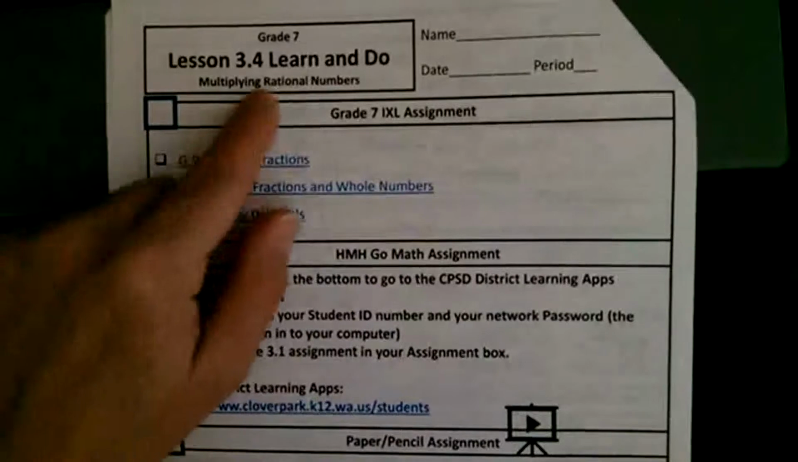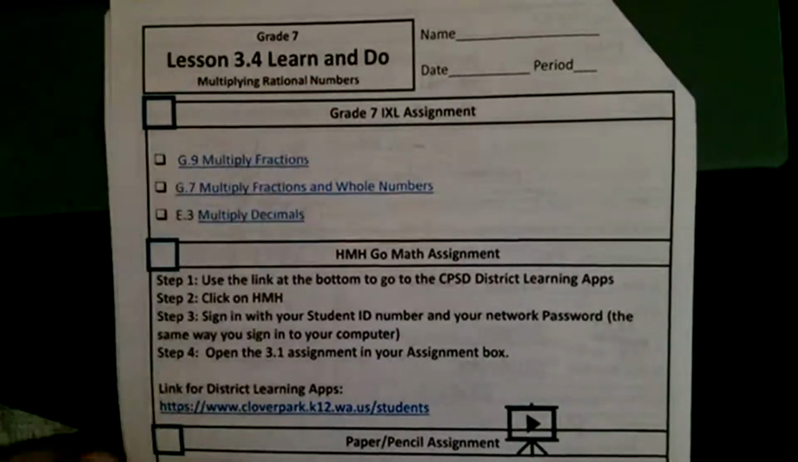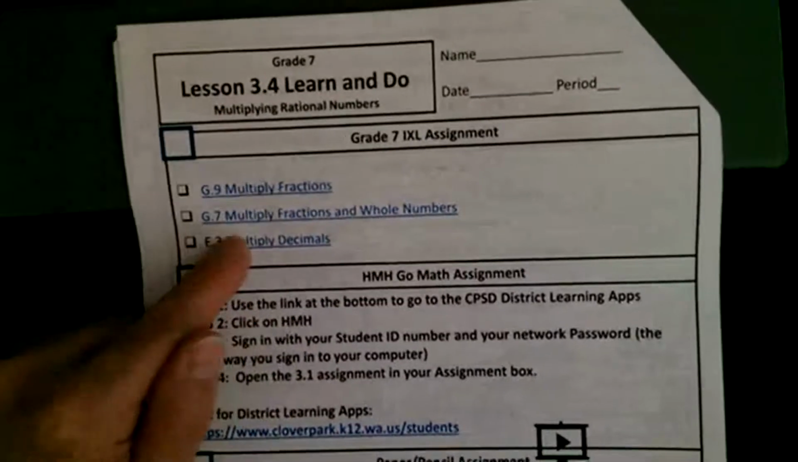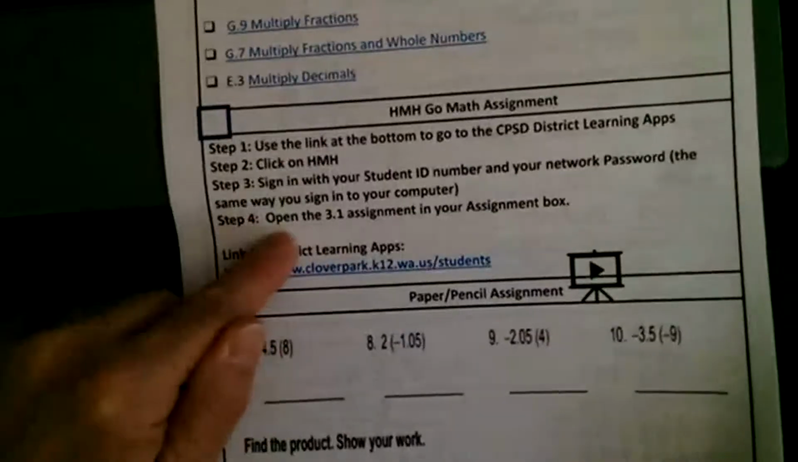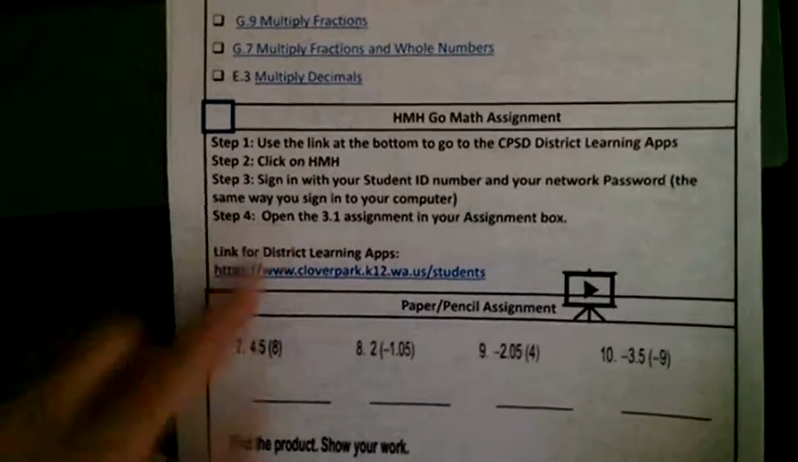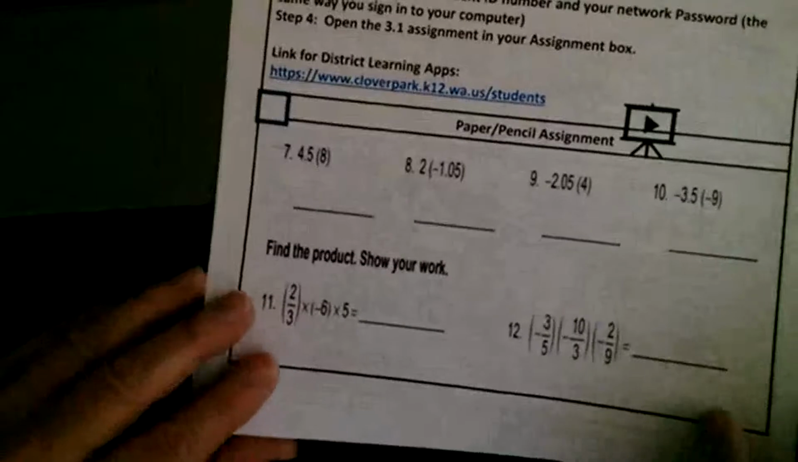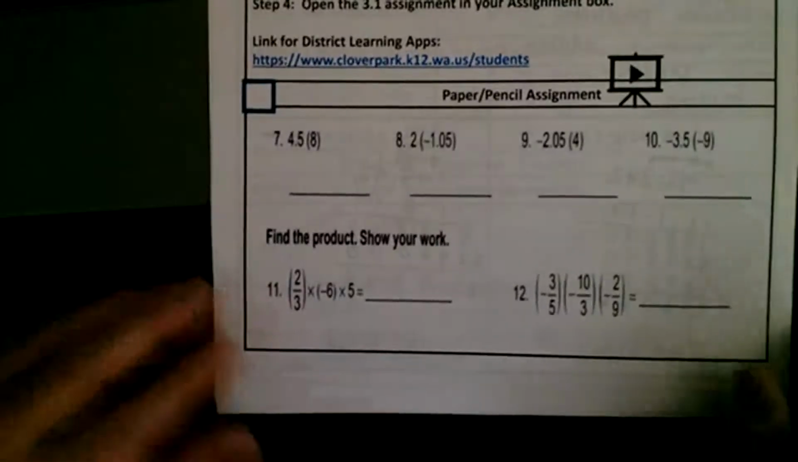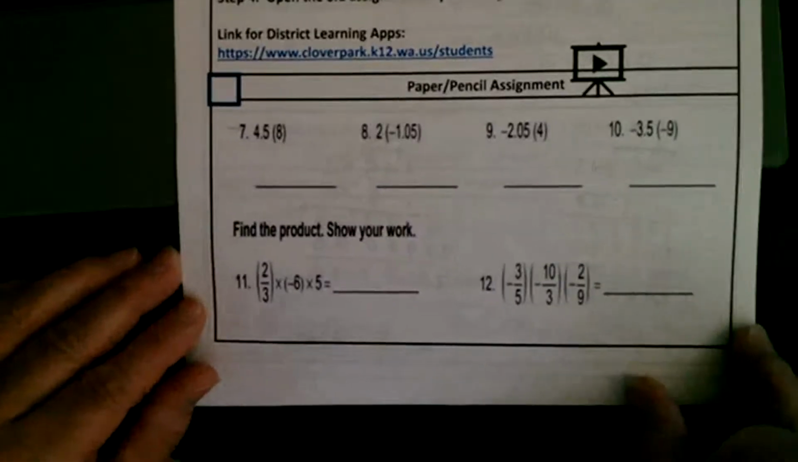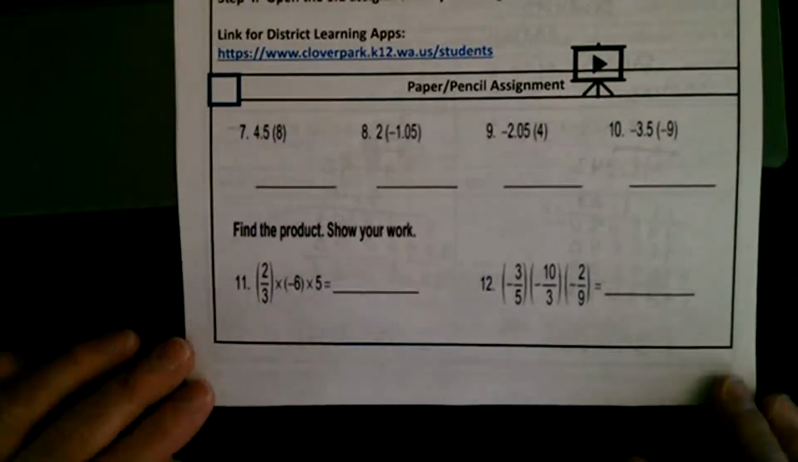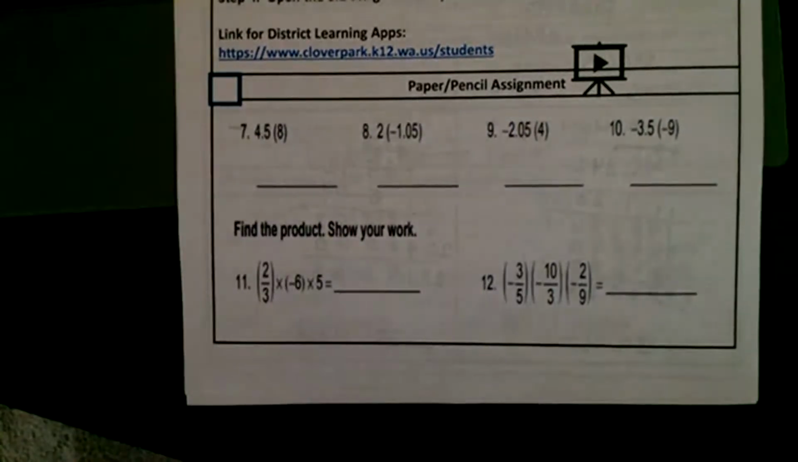Okay, this is a video for your 3.4 Learn and Do, which is multiplying rational numbers. So you have IXL practice, you have an HMH practice assignment, and then you have a paper pencil down here. I wanted to show you with the paper pencil a little bit more practice on how to do this, multiplying with fractions and decimals that are positive and negative.